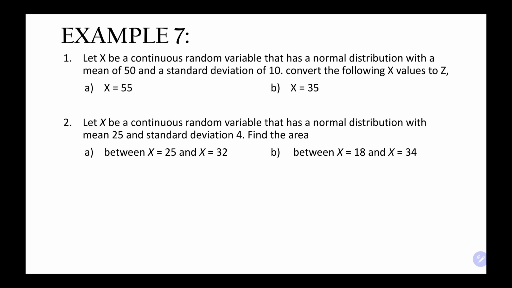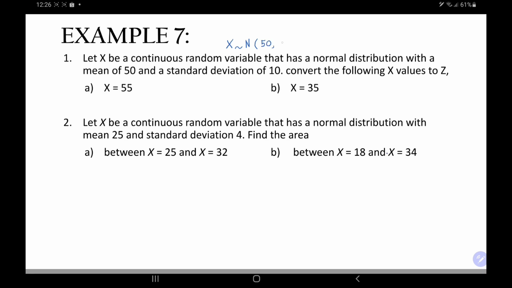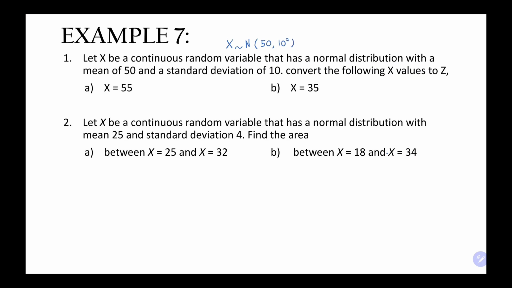Okay, sebelum saya start tukar, kita tulis dulu normal. X is normally distributed with mean 50 and variance, dia given standard deviation, so nak cari variance adalah 10 square. Ini memang cara tulis normal distribution. Dia mesti ada nilai mean dengan sigma square. Standard deviation tu adalah sigma. Kalau sigma square tu adalah variance.